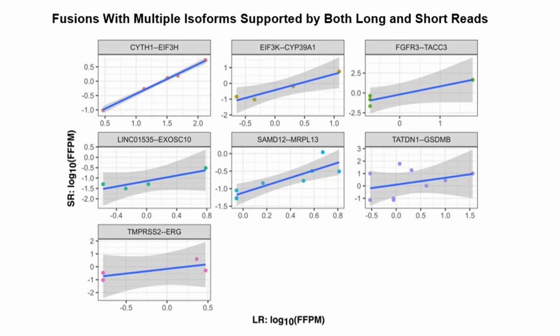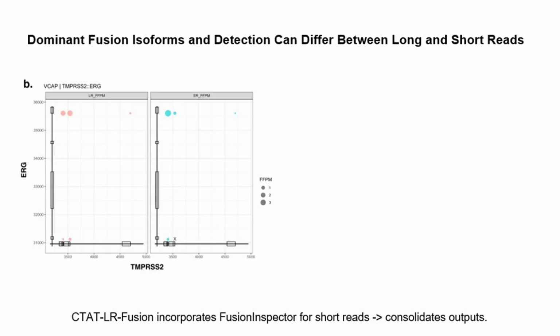Not all the fusions that have multiple isoforms are exactly this clean. You can see we have this really nice clean one. The others are not necessarily as clean. There are some places where short reads and long reads agree, other places where they disagree. There are places where the dominant isoform supported by the short reads is not the same as the isoform supported by the long reads. And there are cases where we actually find additional fusion isoforms from short reads or long reads, but not the other. So just a couple examples here.